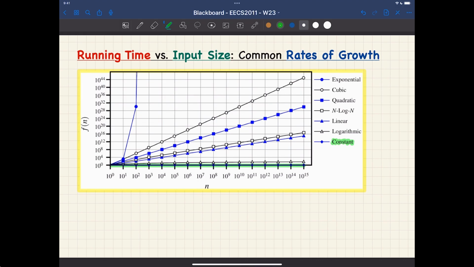Think about what constant function really means in this plot. We're saying that n here is the horizontal axis. As the input size grows, constant remains constant for the running time. It doesn't change. This will be the most ideal scenario for your algorithm, given that it's correct, right? Correctness is so important. If it's not correct, it doesn't matter.